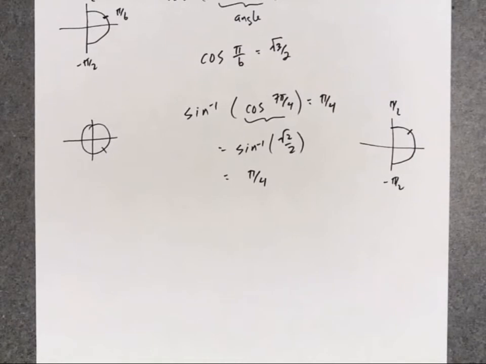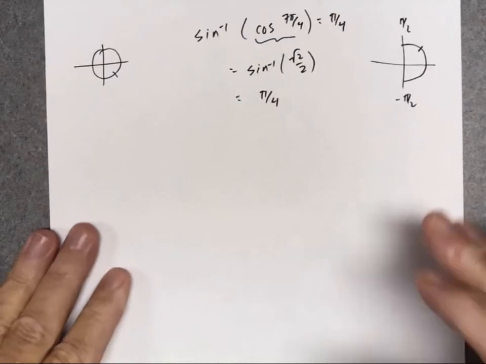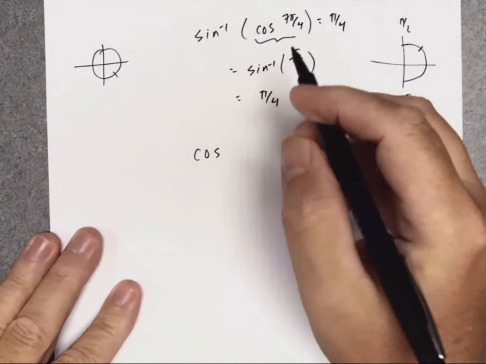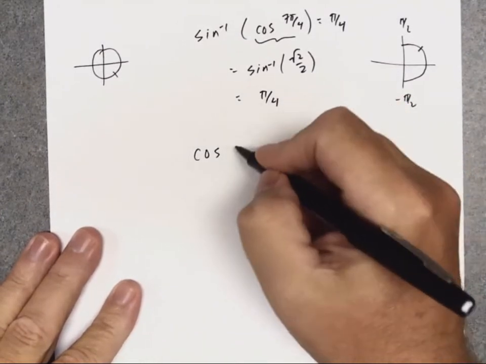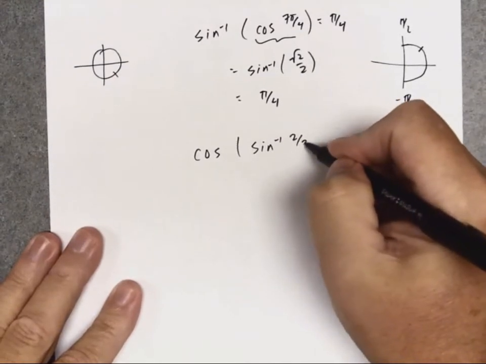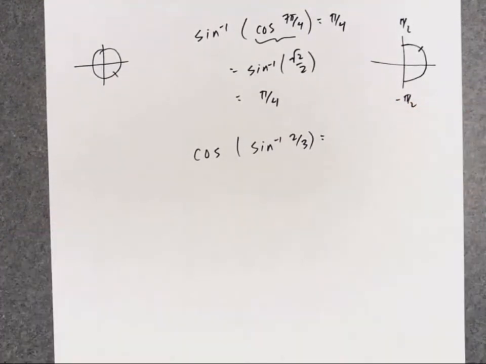Okay, now those are examples where the numbers all allowed for me to use special angles. But now sometimes they're not going to, everything's not going to be a special angle. How about a problem like this? The cosine of the inverse sine of 2/3.